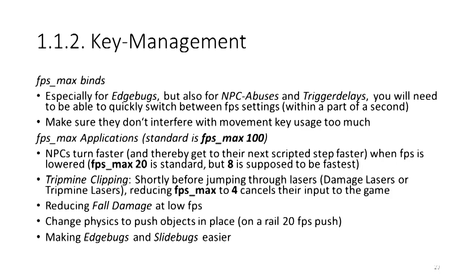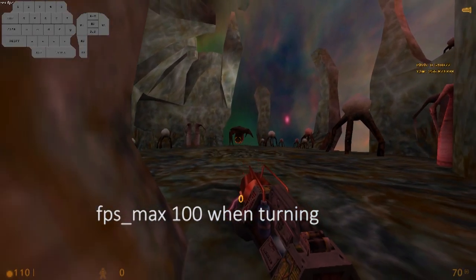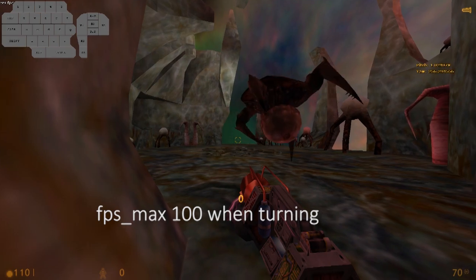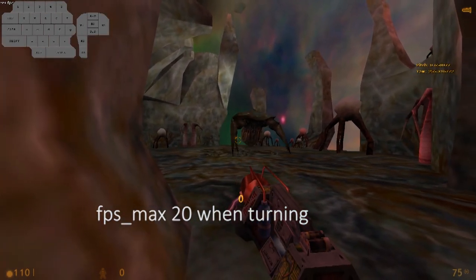There are several applications for changing FPS max settings. For example, on FPS max 20 settings, non-player characters turn a lot faster than on FPS max 100 settings. It is said that in FPS max 8 settings they turn fastest, but then you will have huge difficulties maneuvering through your game.